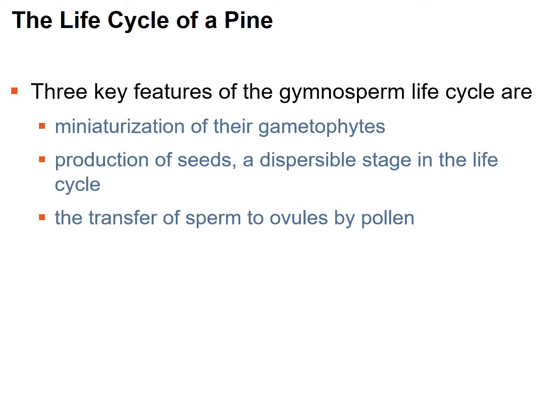Remember, we did talk about the trend towards the miniaturization of the gametophytes. This is actually seen, of course, in the pine. Also, they are seed plants, so they produce seeds, and this is the dispersible stage during the life cycle. And also pollination, which is basically the transfer of the sperm from the pollen to the ovules.